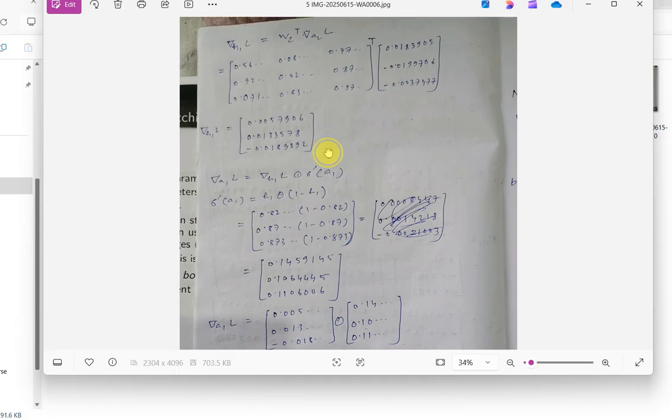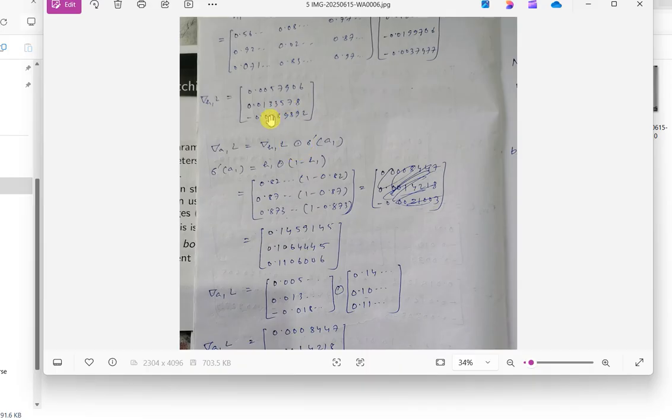Next, what is the gradient of loss with respect to H1? The formula is again similar to the one for H2. The gradient of loss with respect to H1 is W2 transpose times the gradient of loss with respect to A2. We have already calculated the gradient of loss with respect to A2, and W2 is already given. We will transpose this matrix and calculate this matrix multiplication, and we will get one column vector which will look like this.